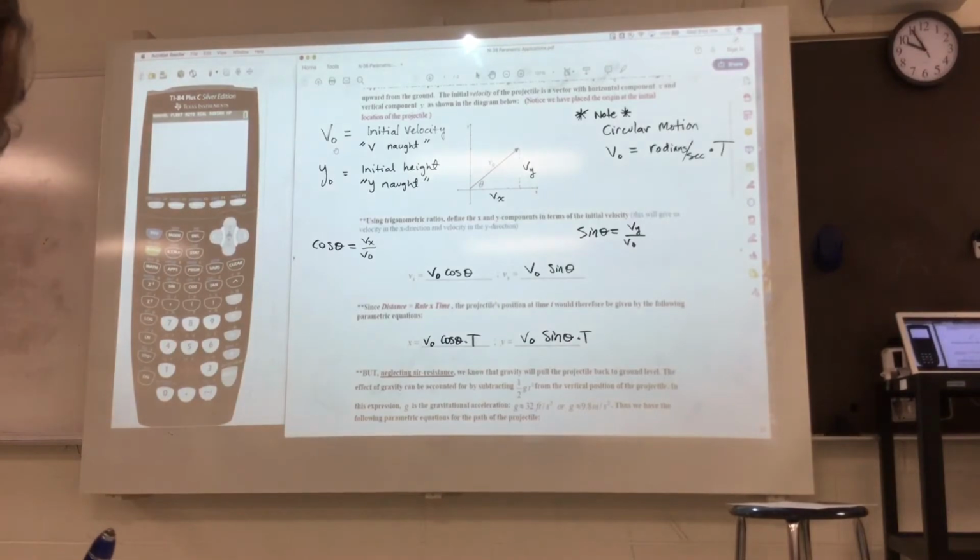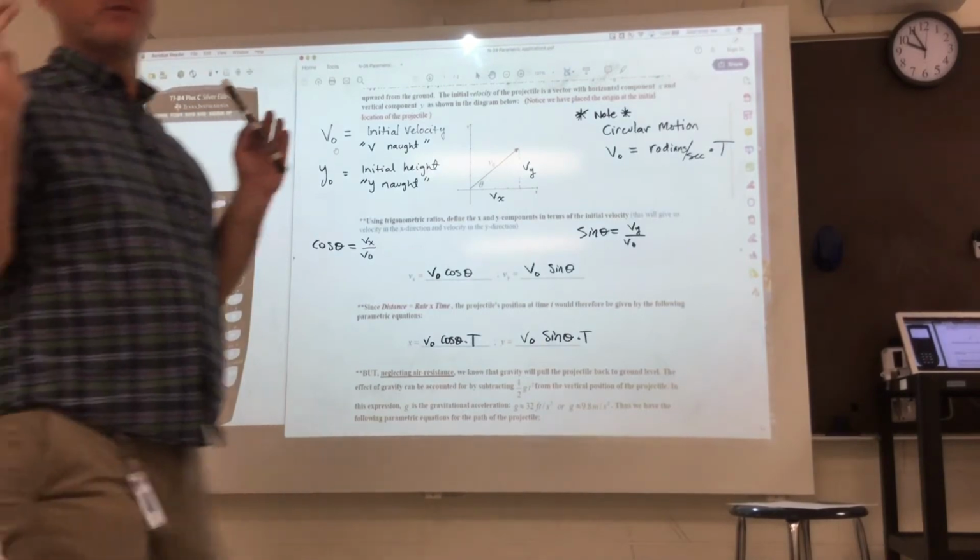You will not be given these formulas on a quiz or test. But what's the one area I'm going to focus on?